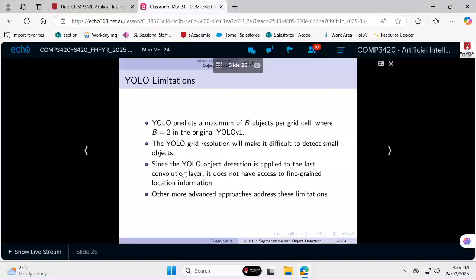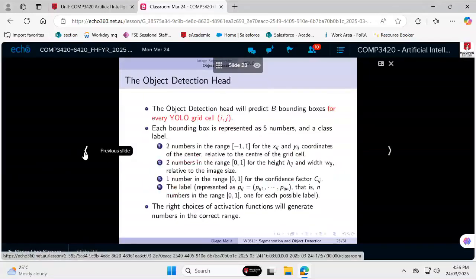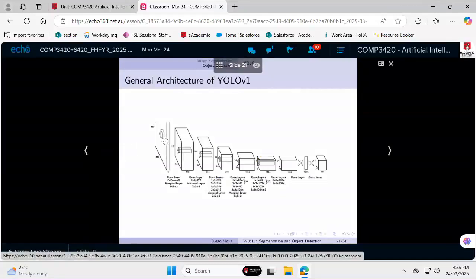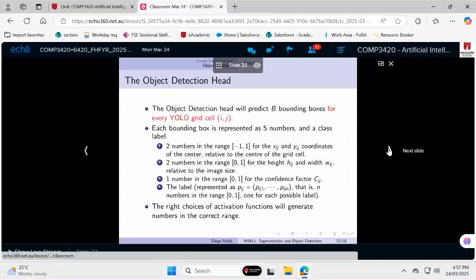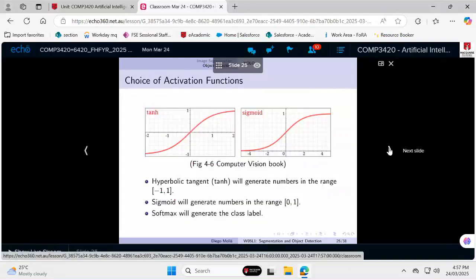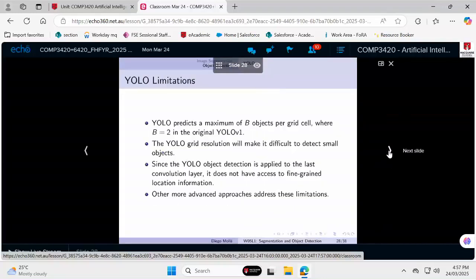Also, the YOLO object detection is applied to the last convolutional layer, which means that some information that existed here before all these many convolutions might be lost. So you might want to use some skip connections so that all the information is there. YOLO version 1 did not have skip connections, so as a result, it will not work well. It will have some error of detection. And I think that's about it.